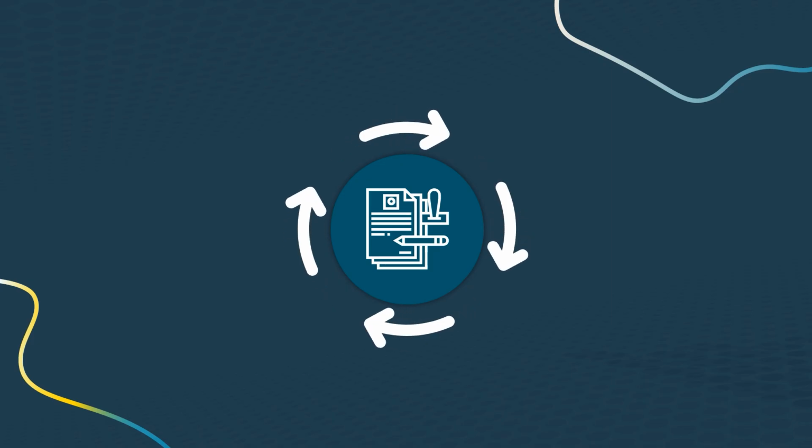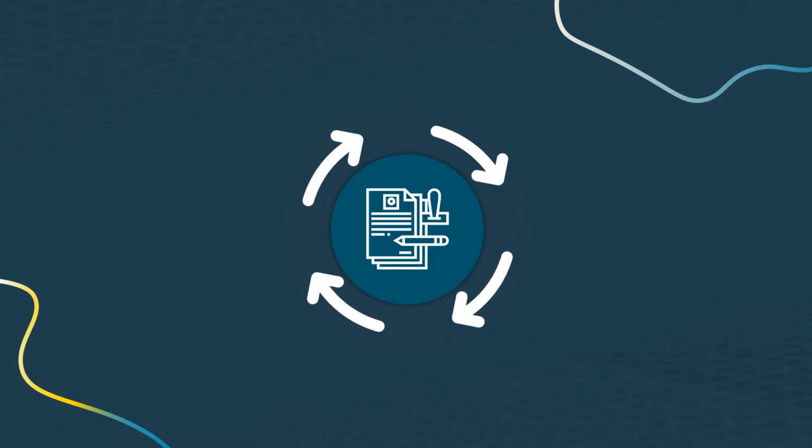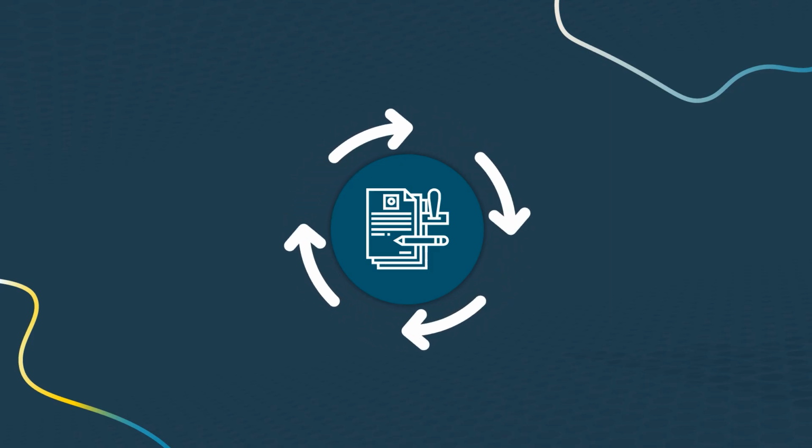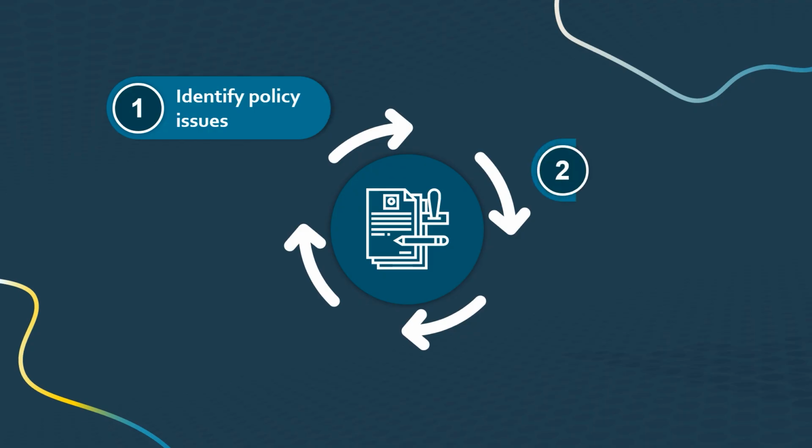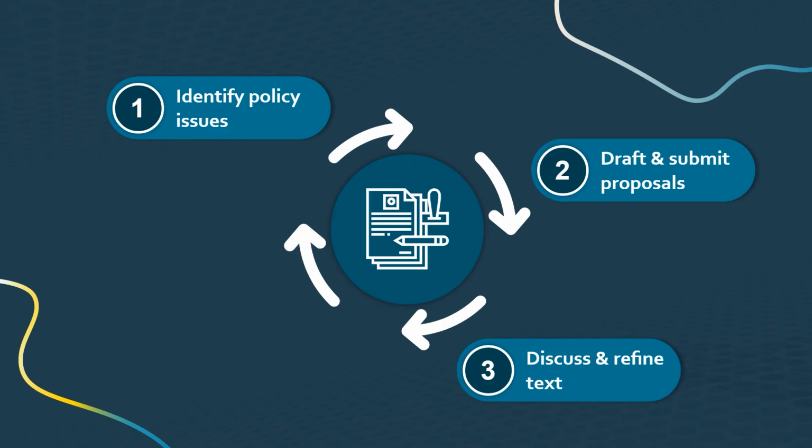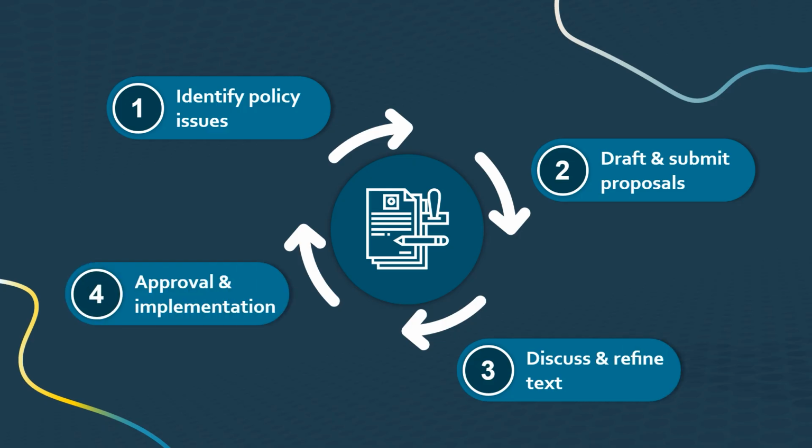The policy development process acts as a life cycle, moving through four main phases. 1. Identify policy issues. 2. Draft and submit proposals. 3. Discuss and refine text. And 4. Approval and implementation.